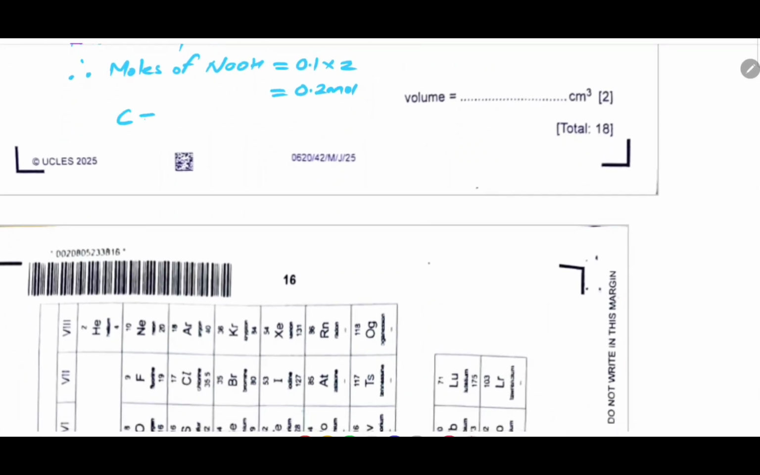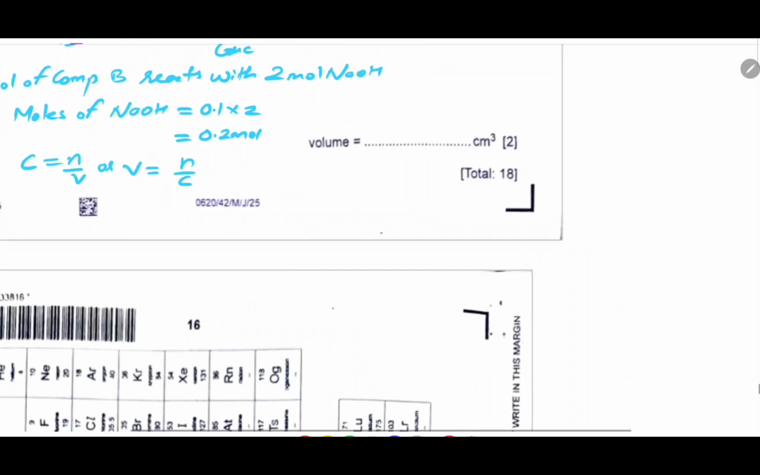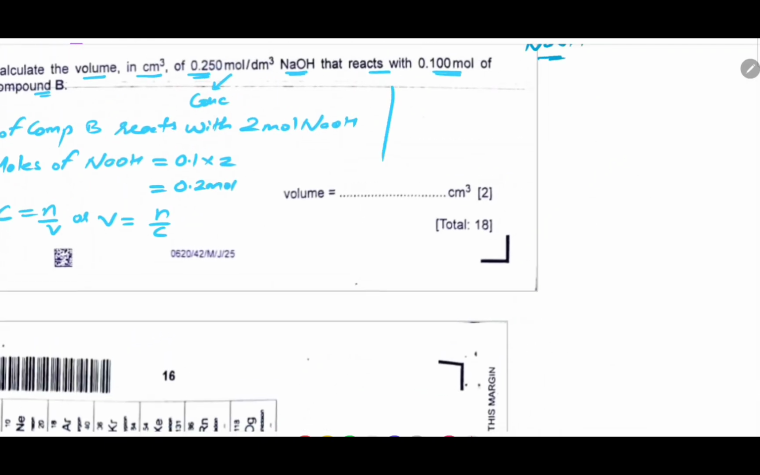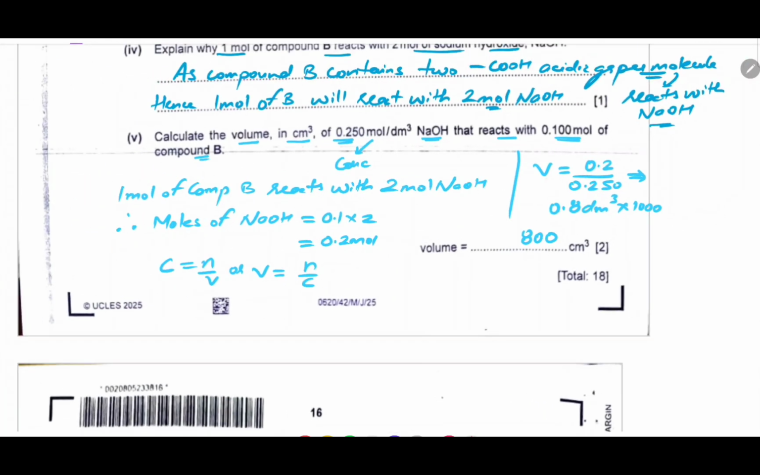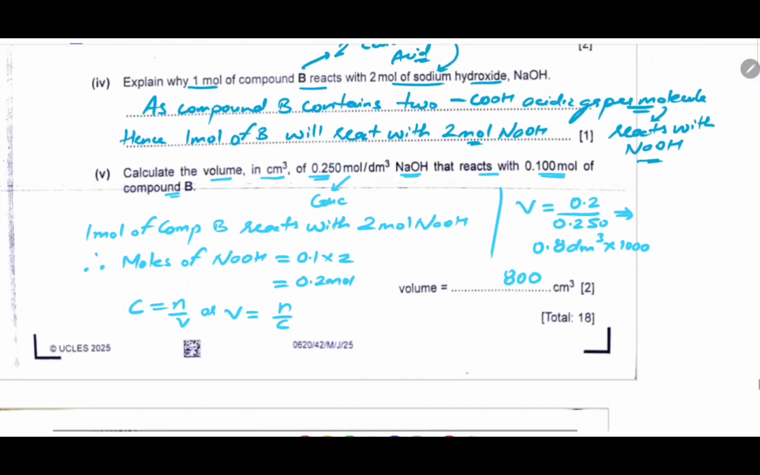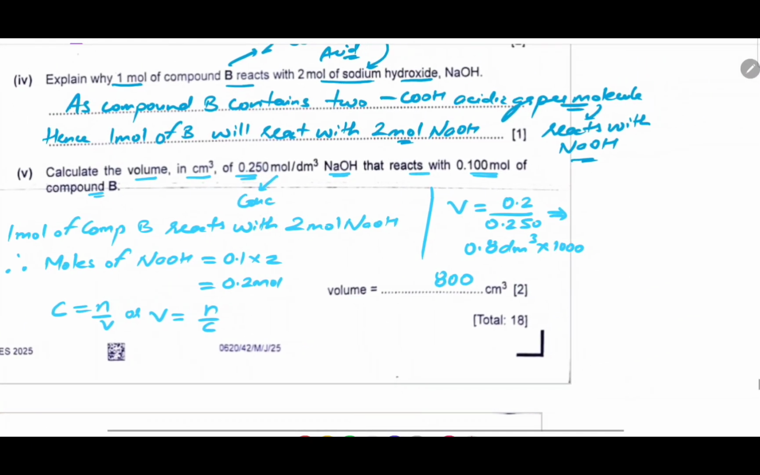Now we know that C equals n upon V, and since we have to calculate volume, V equals n upon C. My n is 0.2, so volume will be 0.2 upon C, which is 0.250. That gives you a volume of 0.8 dm³. Multiplied by 1000, I will get 800 cm³ of NaOH required to react with compound B. That should be the answer for this question. That's all about this paper, and I hope it will be useful to you. Please go through it. Thank you for watching.